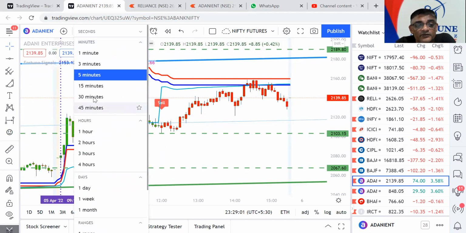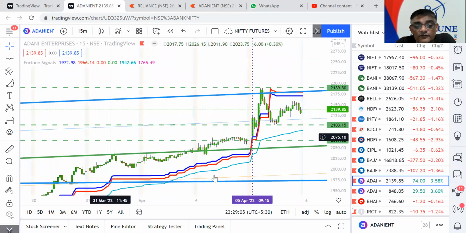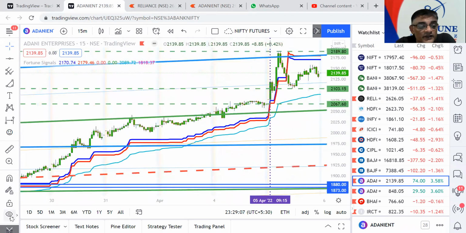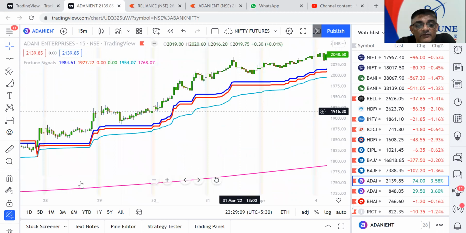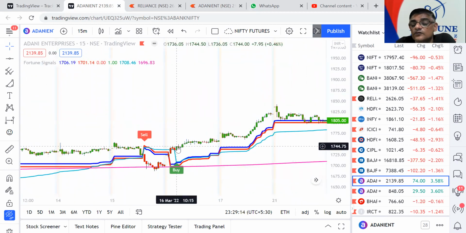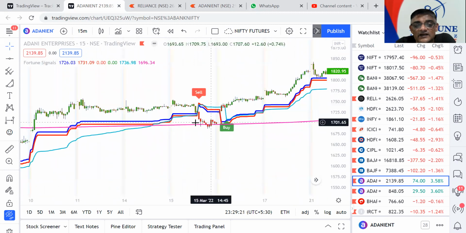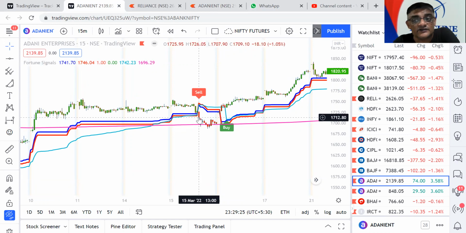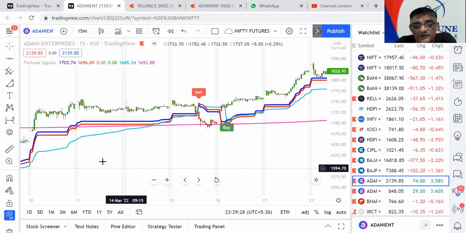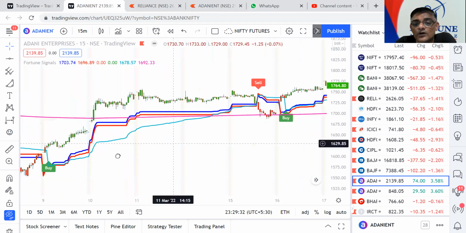If I go to 15 minutes, it is still in buy. If you go to 15 minutes, if I remove all this, it gave a buy at 1744. Okay, so obviously I need to cut the position if I'm following 15 minutes. I was not following 15 minutes. I follow only 5 minutes because this is a trending system. So here it gave a buy at 1632.